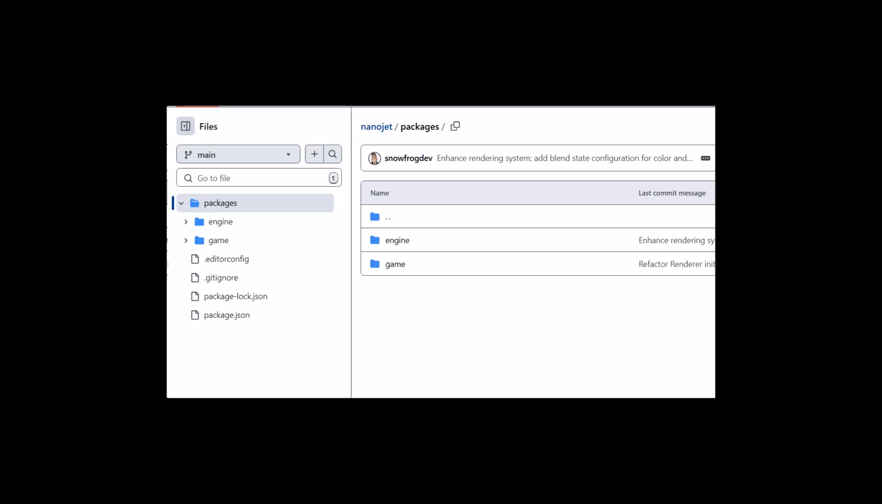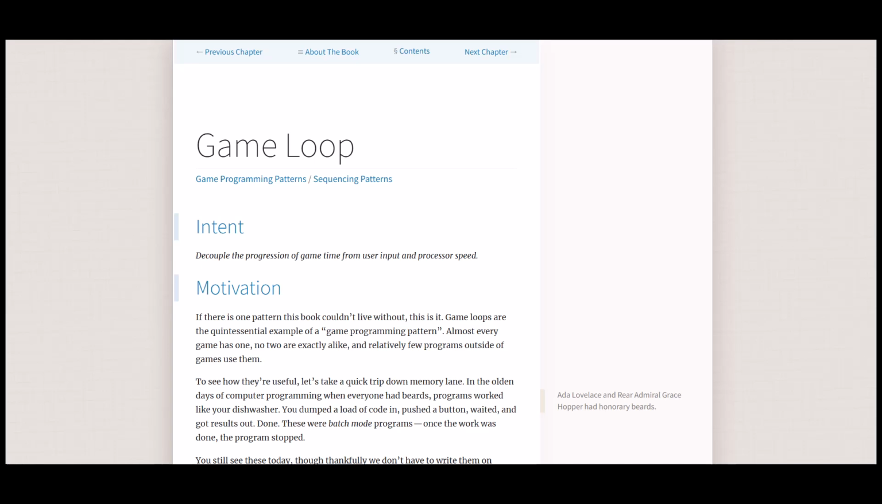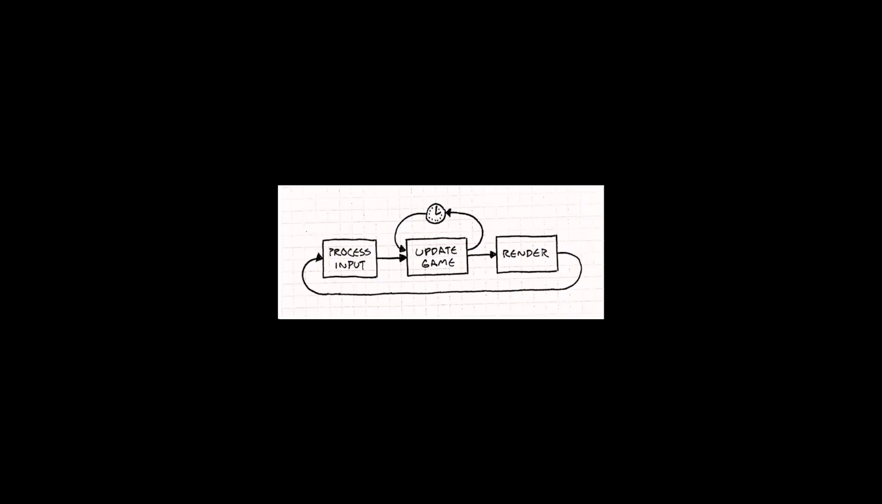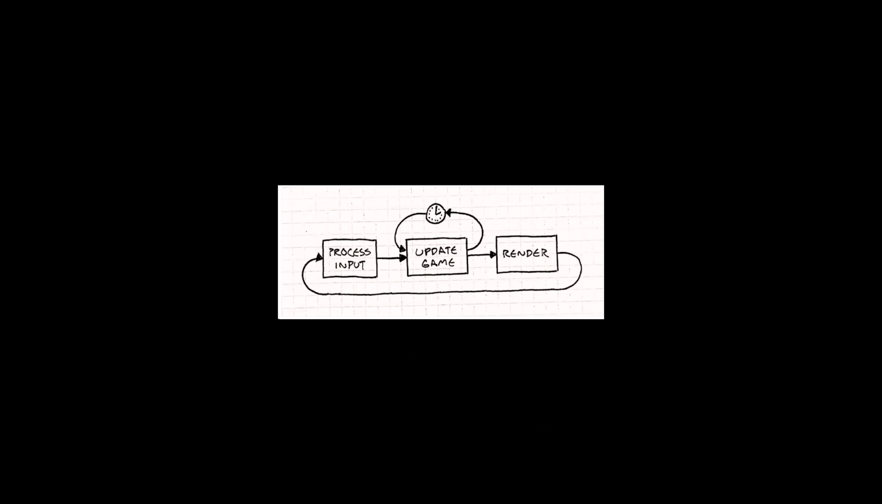With the repo ready, I decided to tackle the heart of the engine, the game loop. I went with a setup inspired by the book Game Programming Patterns by Robert Nystrom, a fixed update and variable render approach with extrapolation for smoothness. The advantage of this kind of game loop is that it ensures consistent game logic updates regardless of rendering performance, which makes gameplay more predictable.